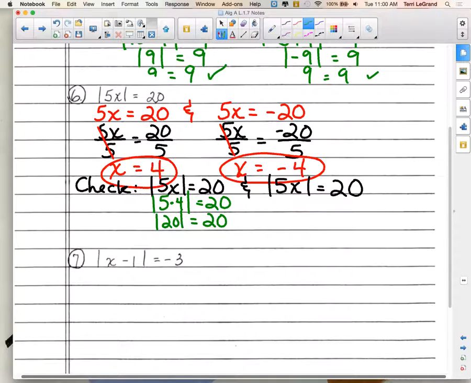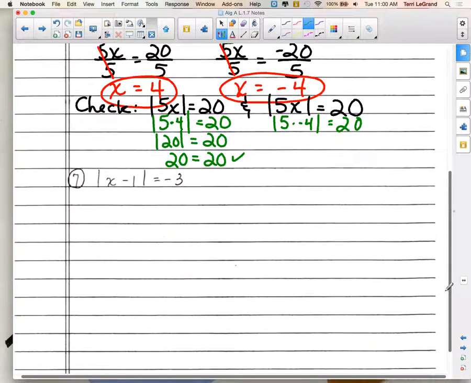This is asking us, how far is 20 from 0? It's 20 units away. So it checks out. Now we try it in this one. We have 5 in absolute value bars times a negative 4 this time. What's 5 times negative 4? Negative 20. So we have the absolute value of negative 20.